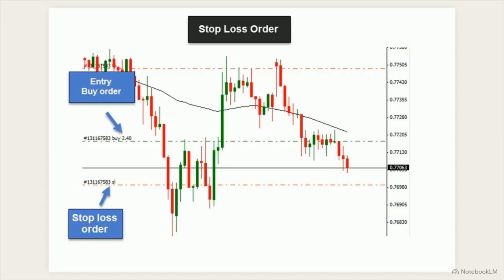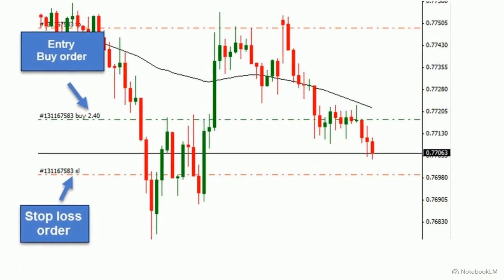Looking at this candlestick chart, you can clearly see the blue label marking the entry buy order, and right underneath it, the stop-loss level. This vertical gap represents your maximum dollar risk. If price crosses that dashed line, you are out.